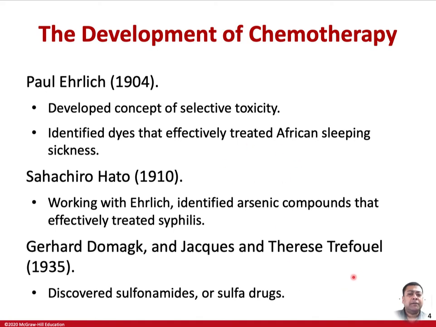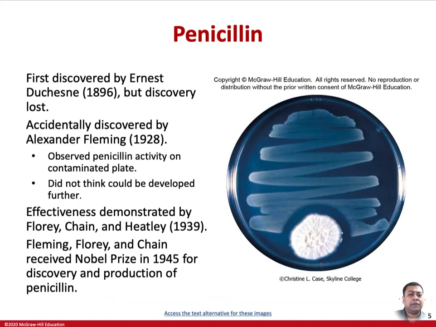After that, Gerhard Domagk discovered Prontosil, which is a red leather dye. He actually saw that this specific dye can protect mice against streptococcus and staphylococcus infection. After that, Domagk, along with Jacques and Therese Tréfouël, discovered these sulfa drugs or sulfonamides. And we are going to talk about that much later in the chapter.